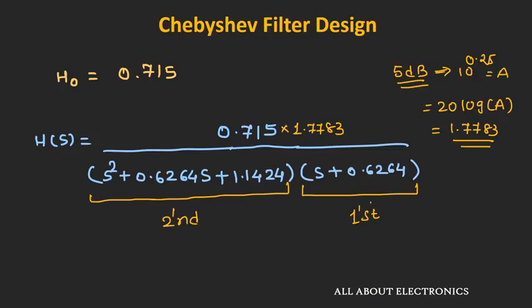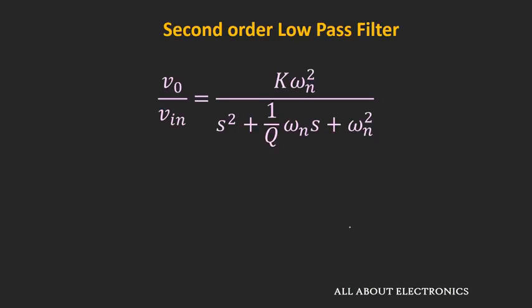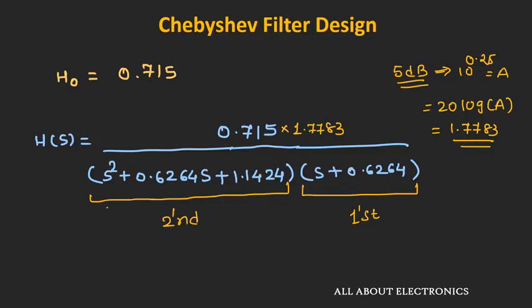So now if you see here, this filter consists of 2 stages. The one is the second order stage and another is the first order stage. So by combining these 2 stages we can design this filter. Now if you know, in the last video we had seen that the transfer function of second order filter can be given by this expression. So if we compare that expression with this term, then we can get the value of q and omega.